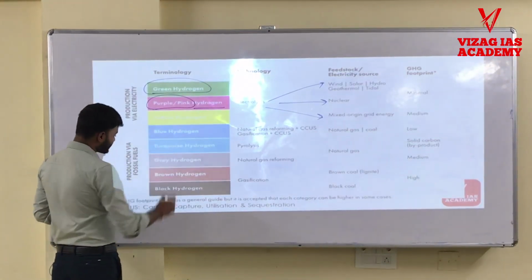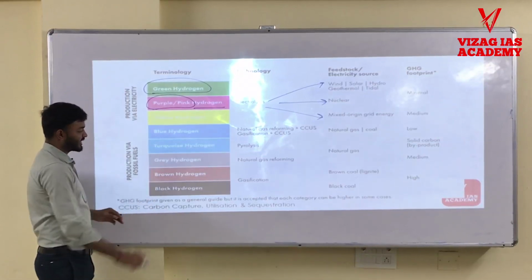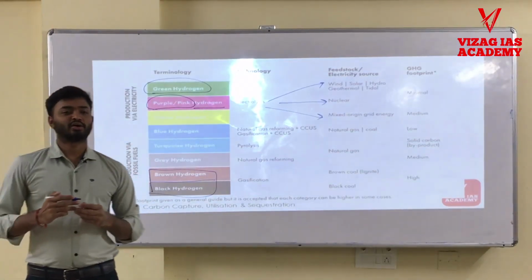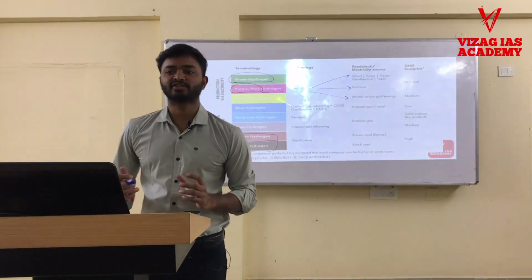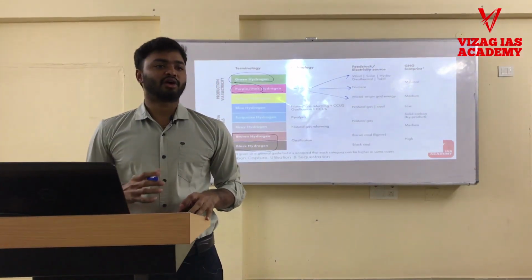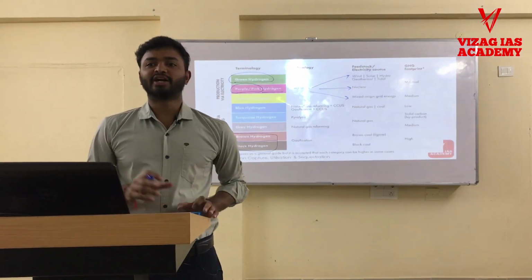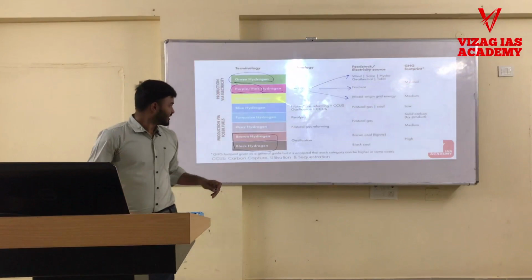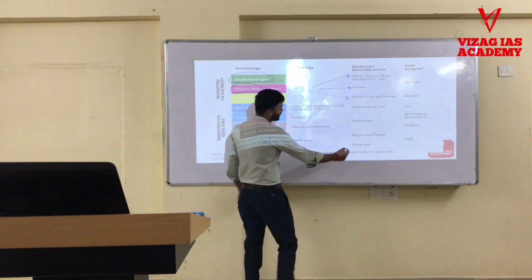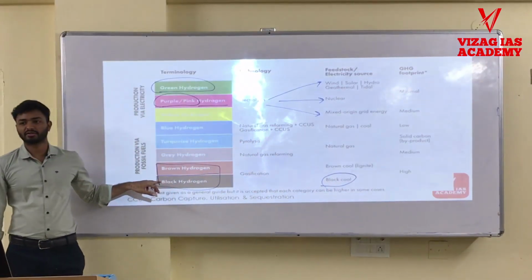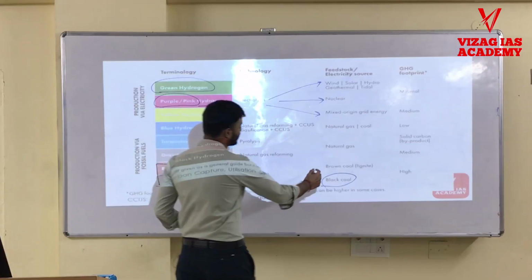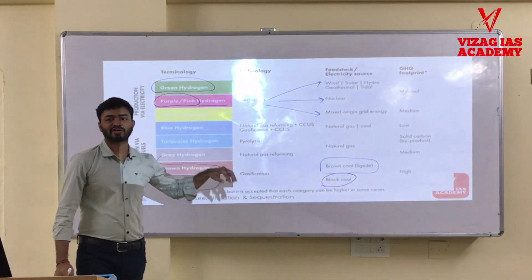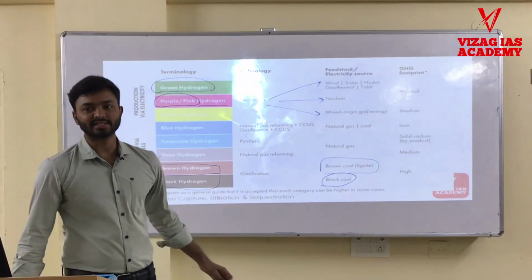Next let us consider black hydrogen, brown hydrogen and grey hydrogen. For black hydrogen and brown hydrogen, the hydrogen is derived by the coal gasification process. What happens in gasification? Fossil fuels are combusted with controlled combustion, with limited supply of oxygen and hot steam, and gasification takes place. If the gasification is taking place on black coal or bituminous coal, then it is called black hydrogen. If the gasification is taking place on lignite coal, then it is brown hydrogen. Next, grey hydrogen means the gasification process happening in natural gas.